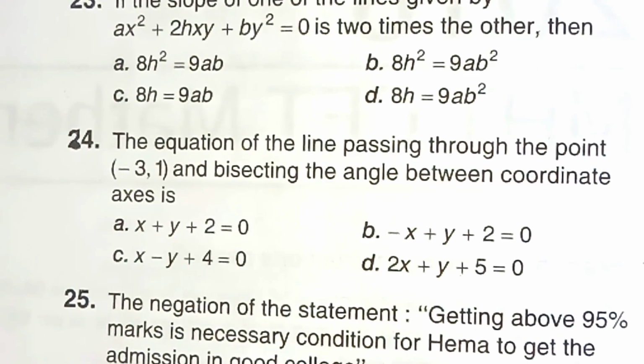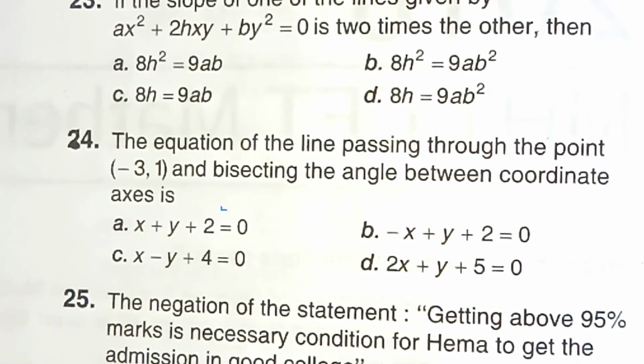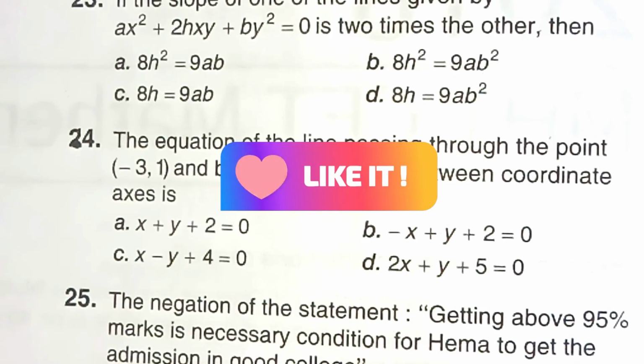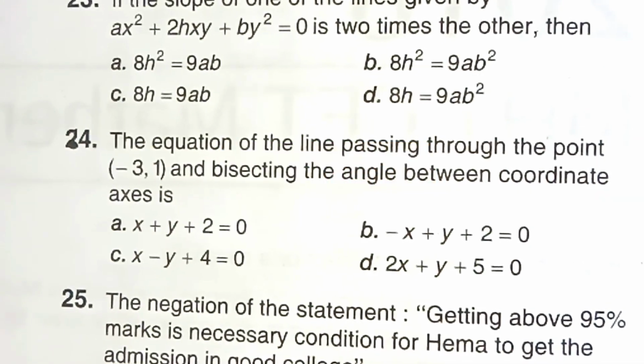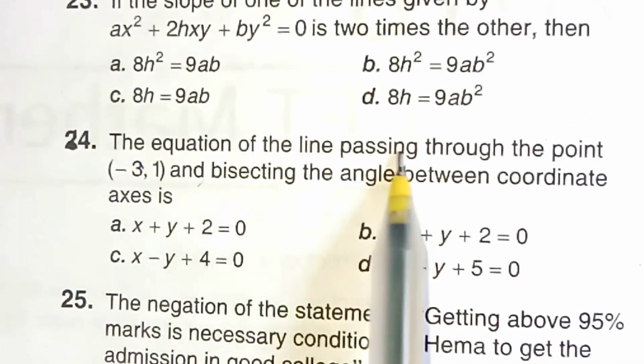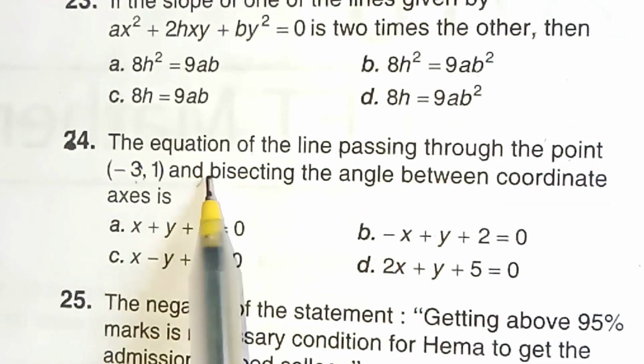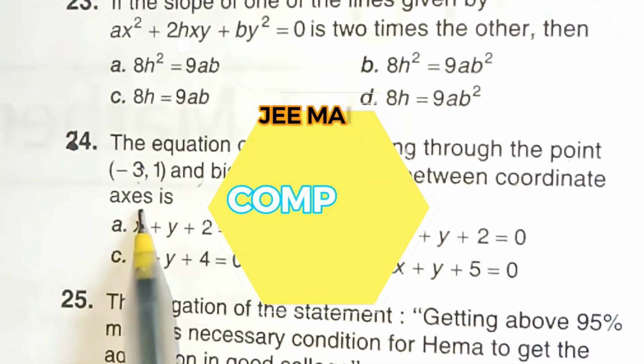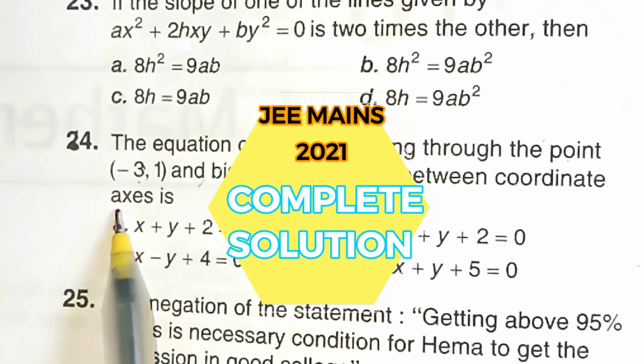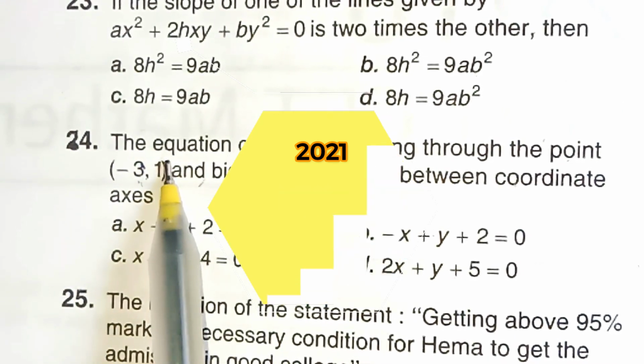So in today's video, I will explain one of the questions from pair of straight lines. Okay, so let's read the question. We have question number 24. The equation of a line passing through the point (-3, 1) and bisecting the angle between coordinate axes. Okay, so we have the question here. Now let's understand it first.